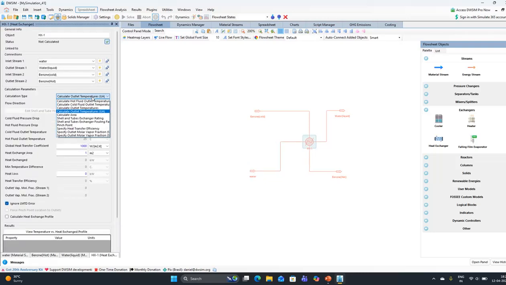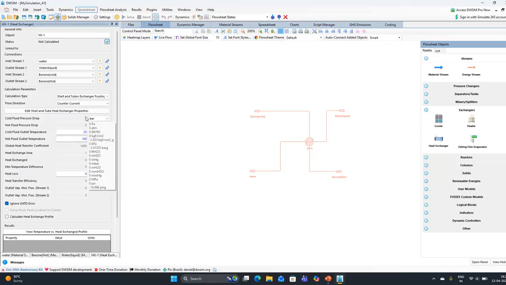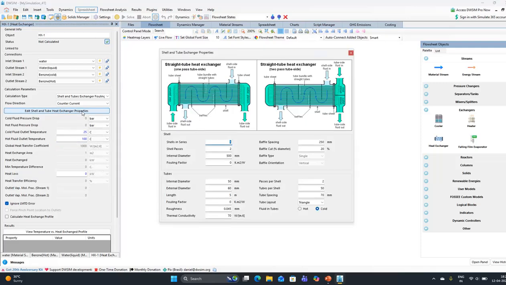Now come to make it a shell and tube heat exchanger. I want the hot fluid temperature to be 100 degrees centigrade. Now what you need to do, go to edit shell and tube heat exchanger properties. Here you see it is asking for shells in series. You are going to use one shell, two shells, or more than this. You can use that.